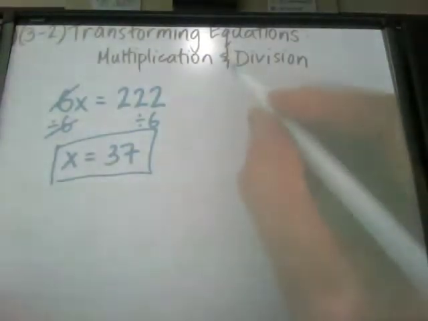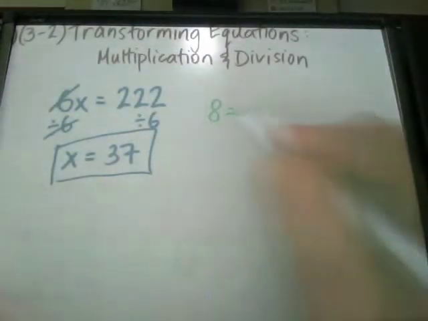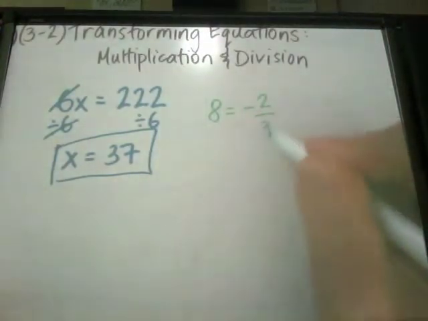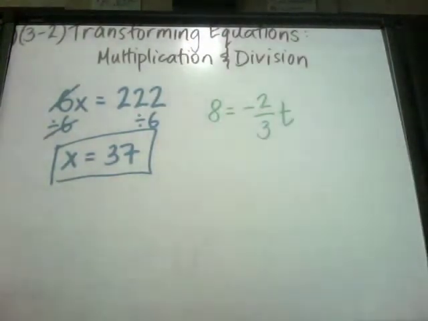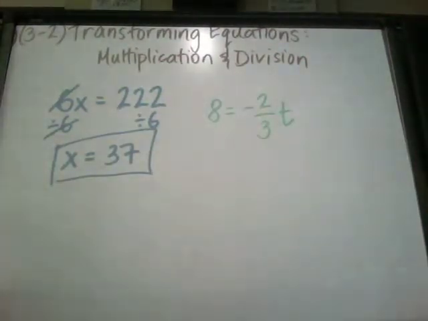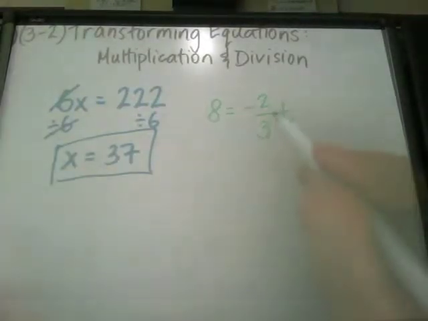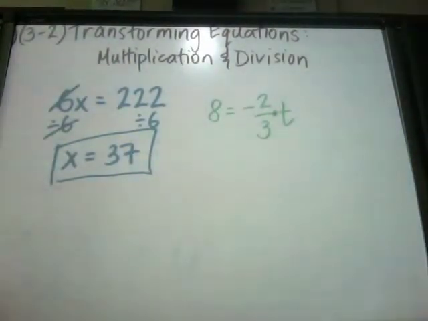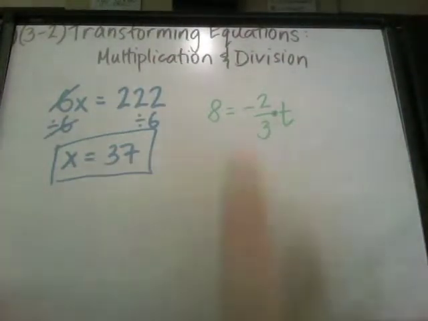For example, with fractions and with negatives. 8 equals negative 2/3 t. So again, this is multiplication so far. What I have is negative 2/3 times t. I put the dot in there, but really they're just pushed together, which means multiplication.